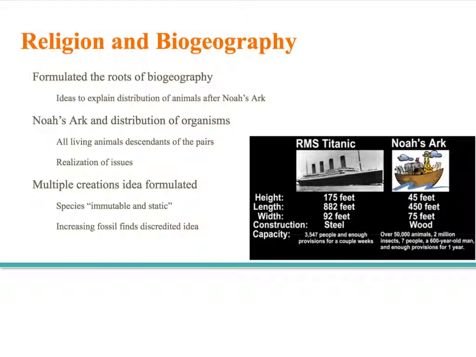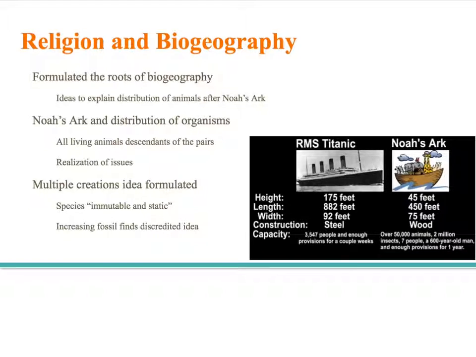However, as research continued and fossil findings increased, there was a realization of multitudes of issues. One, there are species that are found on continents but not on oceanic islands. However, there were species that were not native that were found in other geographic regions as well, indicating dispersal.